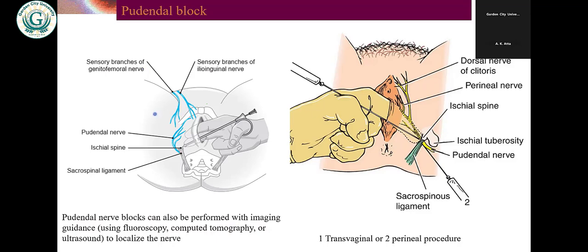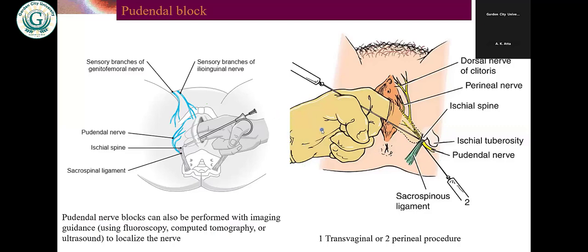Okay, so that's the pudendal nerve, and I've shown a very important relation: the pudendal nerve passes behind the sacrospinous ligament. So you see, this is a pudendal nerve block. You have this approach, where you try to palpate the ischial spine, and we know where the nerve is. You can have a transvaginal approach and also a perineal approach.